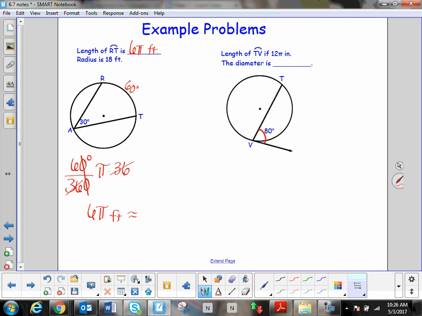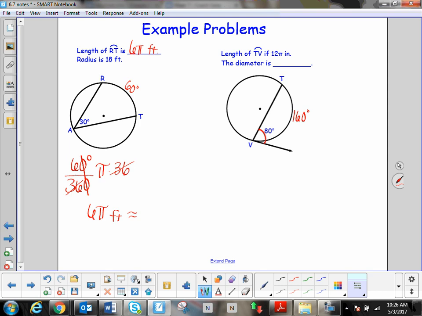Go to the next one. Next one, it says the length of arc TV is 12 pi inches. What is the diameter? What do you need to determine first? Find the arc measure. What's the arc measure, Sophie? 160. Very good. This is not an inscribed angle, however, it is a conjecture that was right next to the inscribed angle conjecture. It's an angle formed by a chord and a tangent. It's the same property. You just double it. So we got 160.